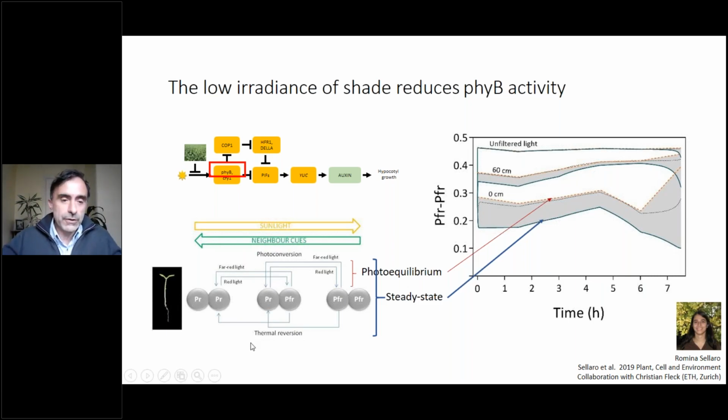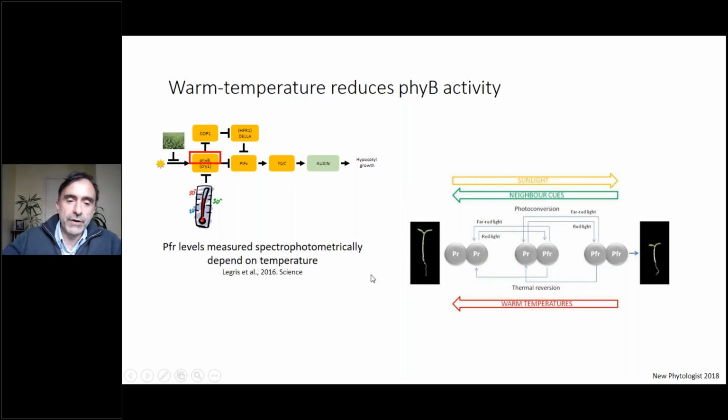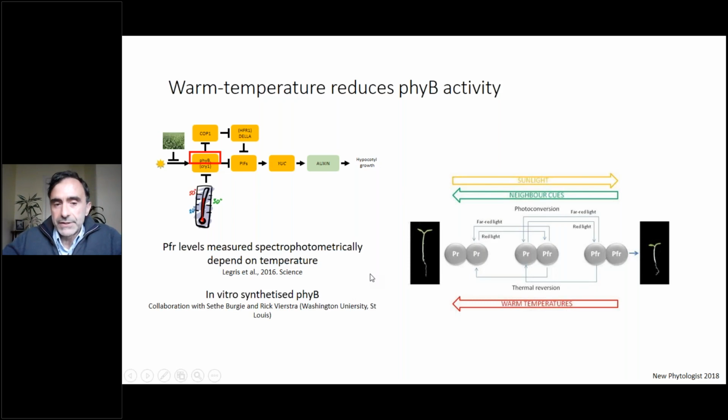A significant conclusion or possibility after this is that, if thermal reversion is actually affected by temperature within the physiological range, well, the whole system of phytochrome would be affected by temperature within the physiological range, and therefore phytochrome would not only perceive sunlight and neighbor cues, but also temperature. And we were actually able to see that PFR levels measured spectrophotometrically depend on temperature within the physiological range by using phytochrome B synthesized in vitro, and also by using etiolated seedlings where phytochrome B can be measured.